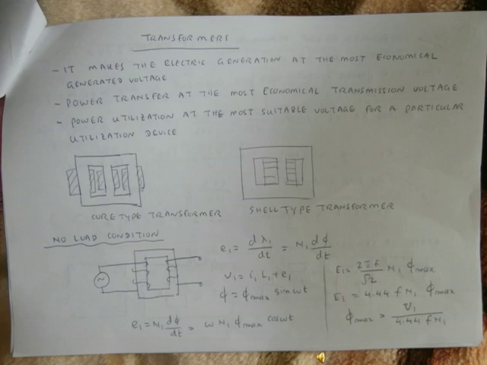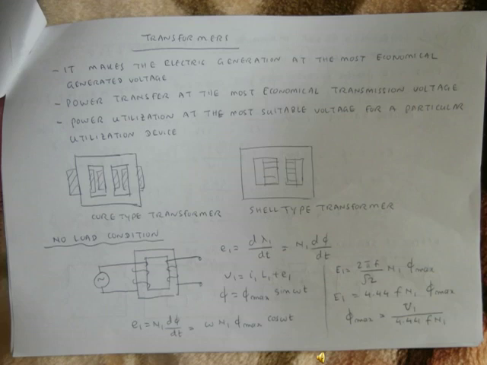And the power utilization is at the most suitable voltage for a particular utilization device. Therefore, if the input voltage is 240 volt but you have to apply only 120 volt, in this case you need to utilize a step-down transformer. So by using a step-down transformer, any applied voltage can be achieved. So this is the way we utilize the transformer.